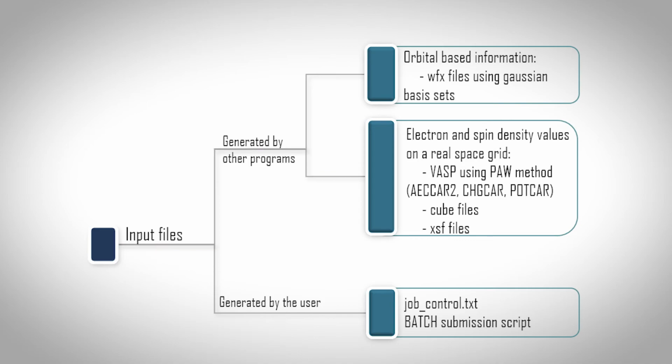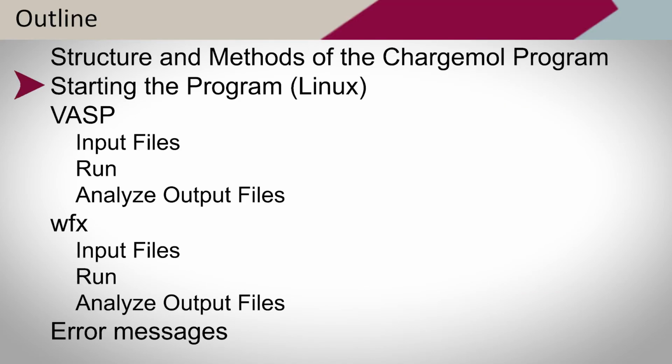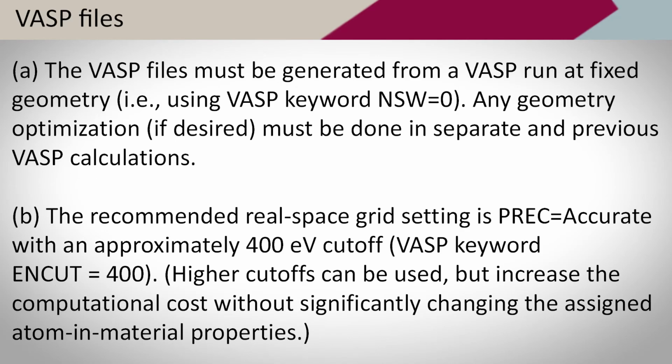As for the file generated by the user, you need the jobcontrol.txt file, in which you specify the analysis you want to perform on the system, as well as other important parameters and information about the system. Also, you need the batch submission script, in which the options for the program to run are specified. Keep in mind that the precise setup of the script file will vary between different Linux clusters.